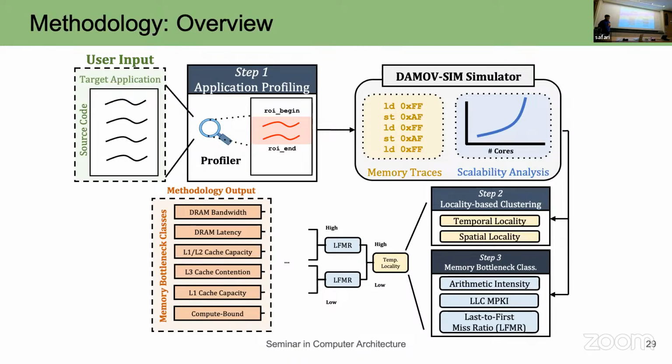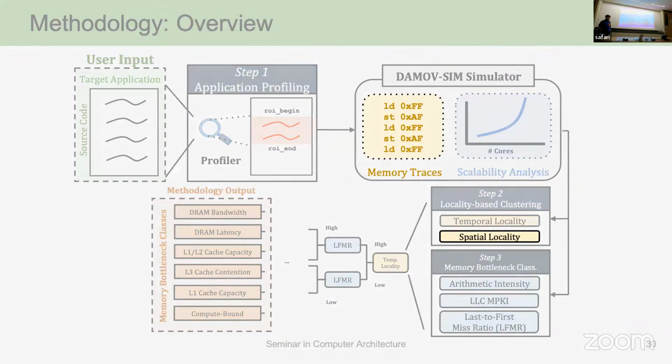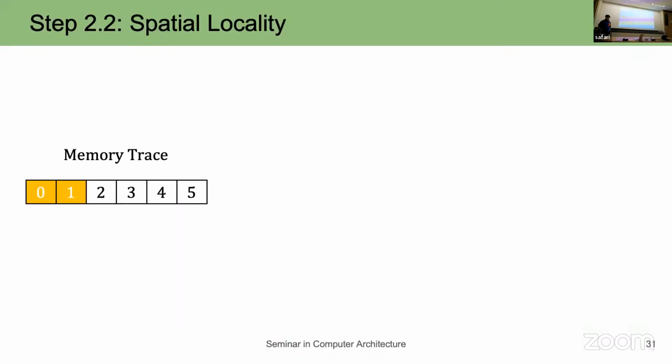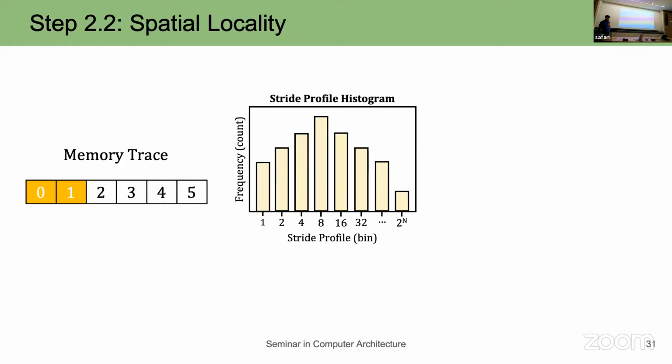The second metric in the locality-based clustering is spatial locality. And again, I'll go briefly over it. So we're again looking at the memory trace. And this time we'll build a stride profile histogram. So in this particular example, we can see that the next memory address is being accessed.